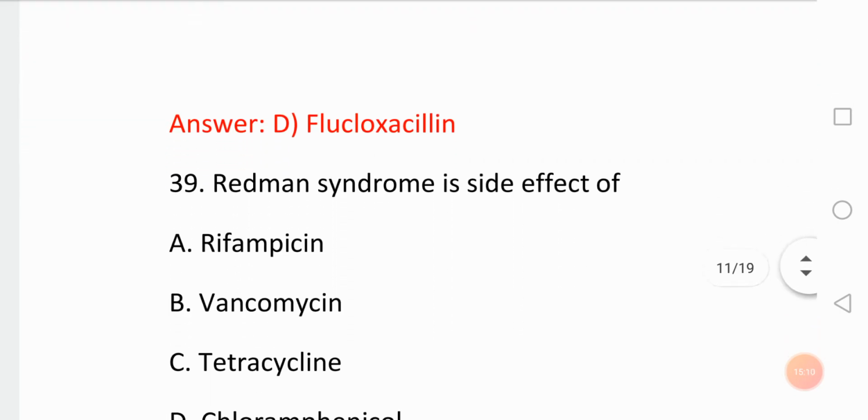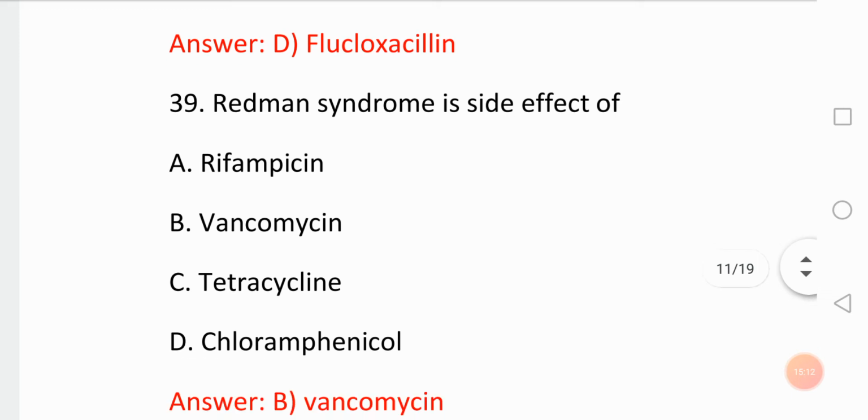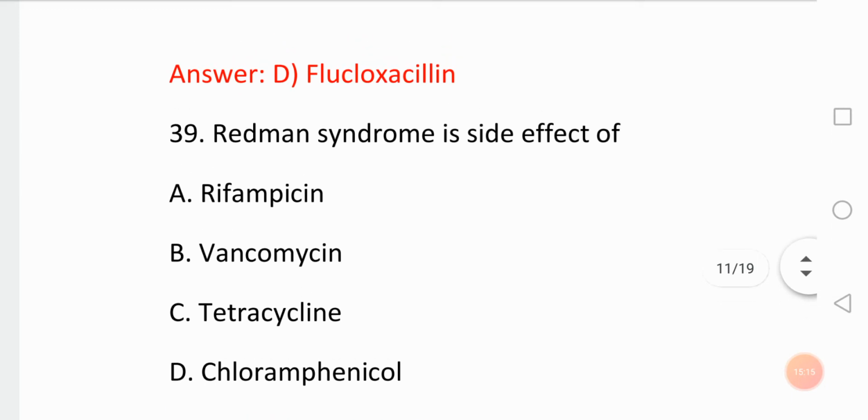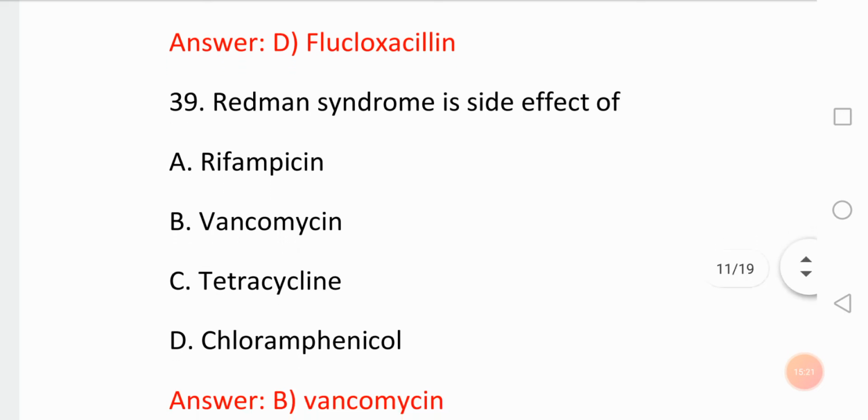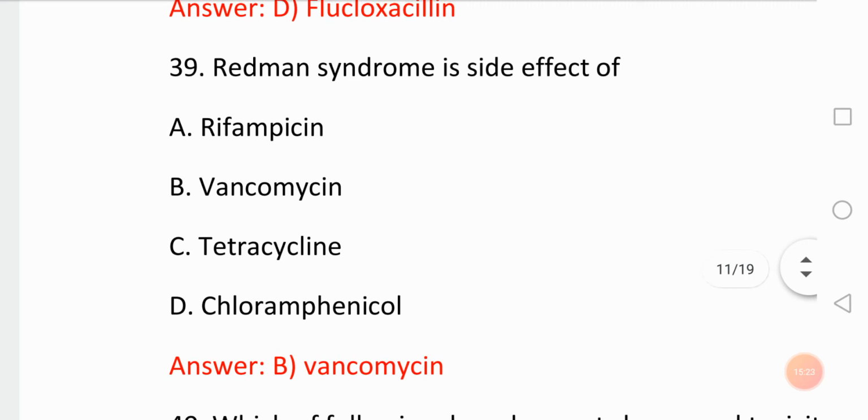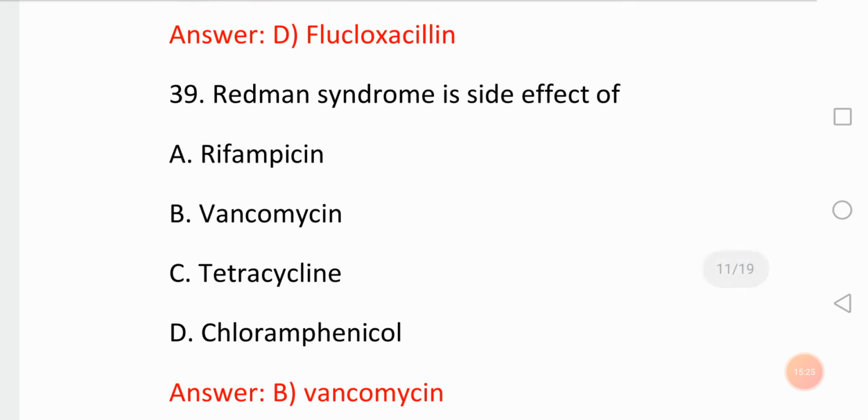Next question 39. Red man syndrome is a side effect of A. rifampicin, B. vancomycin, C. tetracycline, and D. chloramphenicol. And the answer is B, vancomycin. It consists of pruritus and erythematous rash on face, neck, and upper torso.